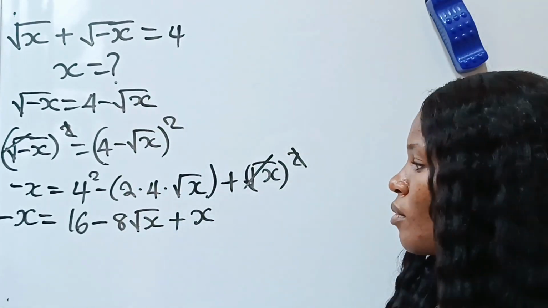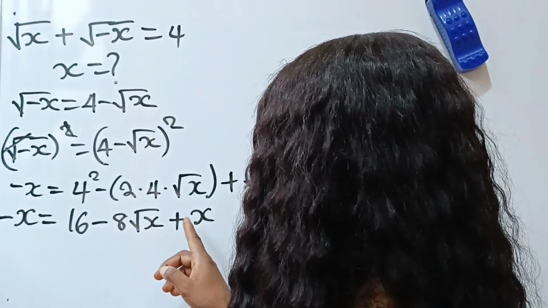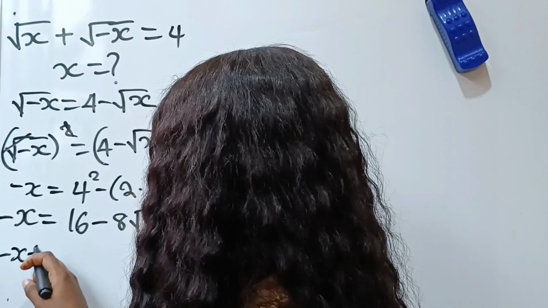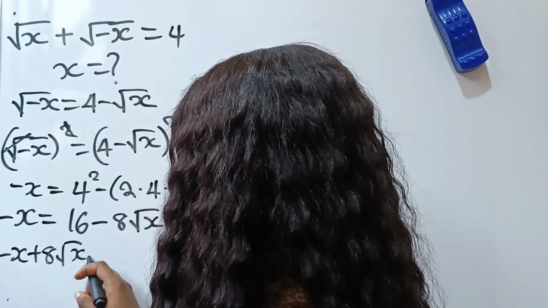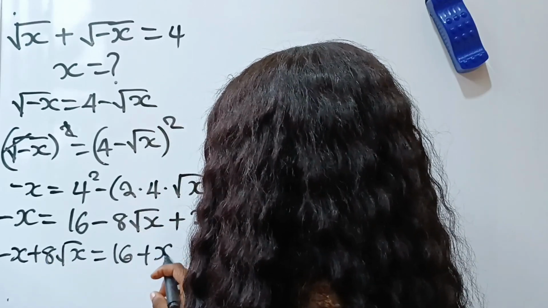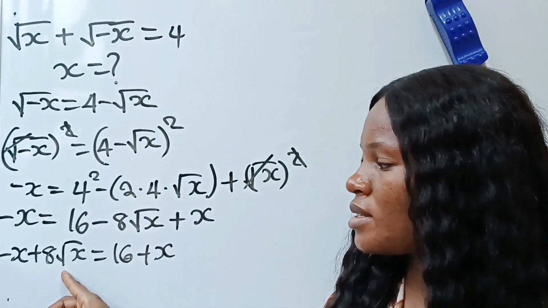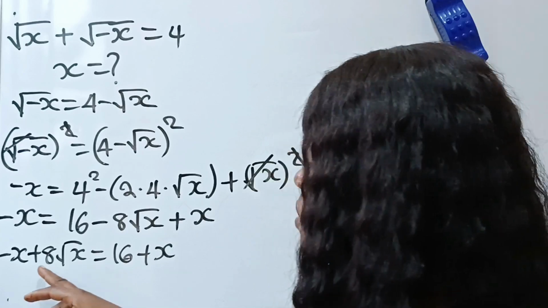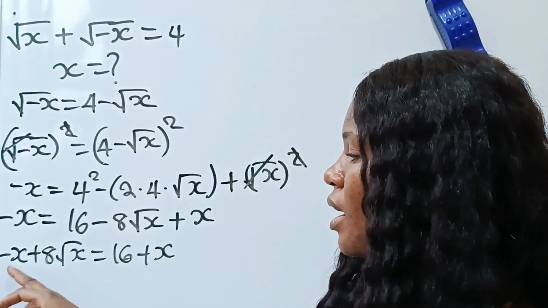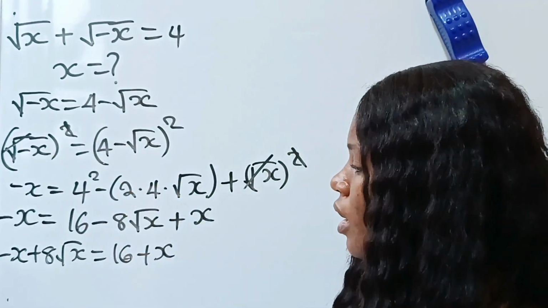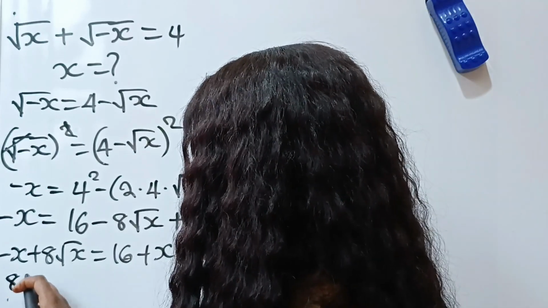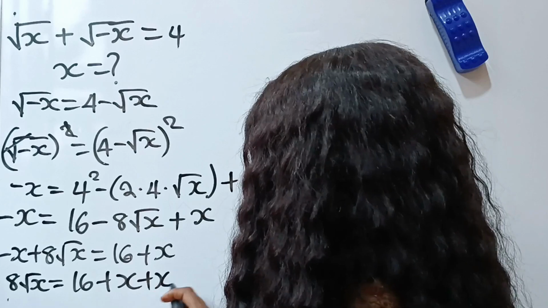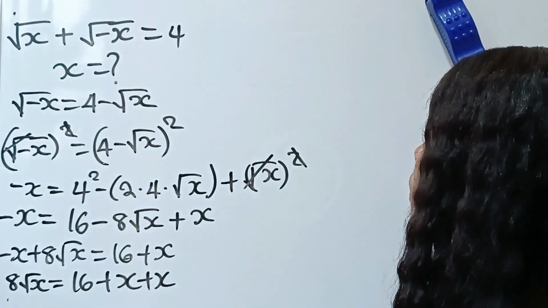X remaining. All right, now let me transfer this minus 8x to this side. So I will have minus x plus 8 root x is equal to 16 plus x. I want to make this the subject of the formula. You are going to see why later. Now this plus 8 root x will remain here, and I want to transfer this to this side. So if I do that, I will have 8 root x is equal to 16 plus x plus x. So minus x will cross to become plus x.